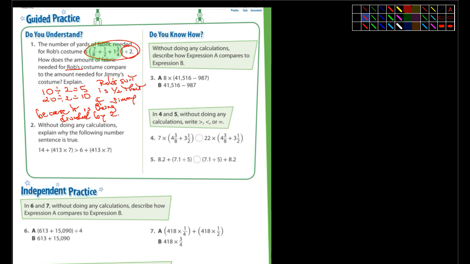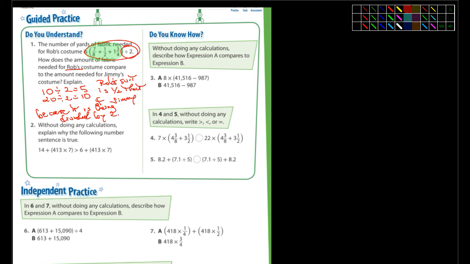It says, without doing any calculations, explain why the following number sentence is true. So here's the first, whoops. Is it still recording? Cancel. Let's find out. Oh, yes, it's still recording. Where was I? I lost my train of thought.